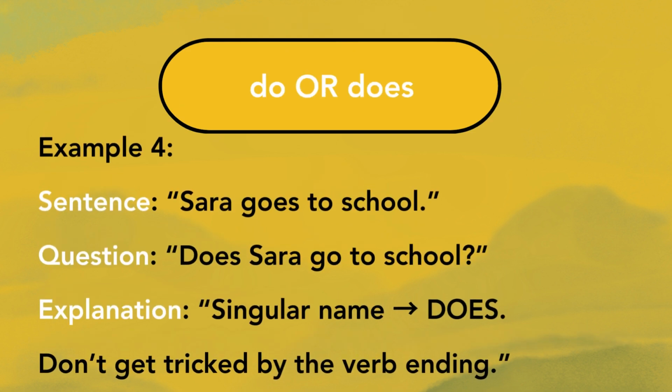Example 4. Sentence: Sarah goes to school. Question: Does Sarah go to school? Explanation: Singular name, so we use does. Don't get tricked by the verb ending.